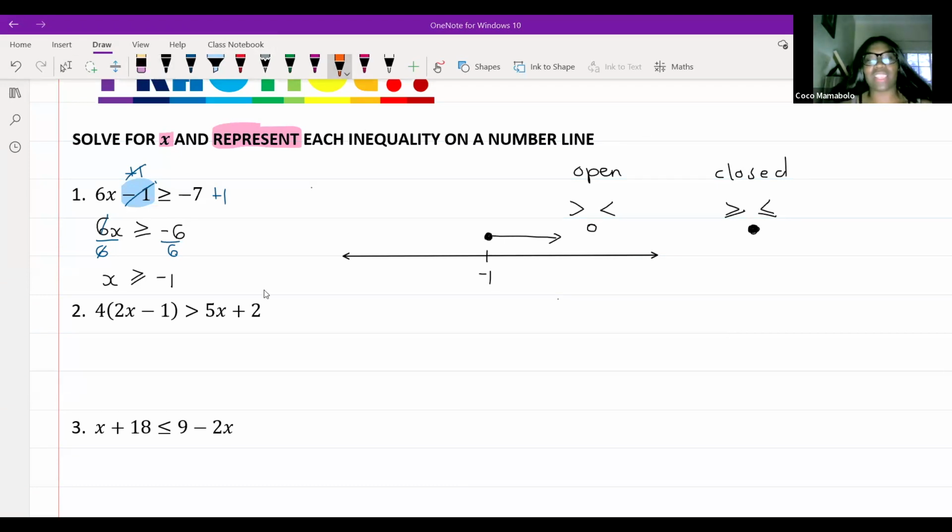All right, let's look at this next one. Now, I know that I can't have brackets in here, so I must distribute. I'm going to get 8x minus 4 is greater than 5x plus 2. I know that anything with an x must go one side, anything without an x, other side. So I'm going to minus 5x on this side and minus 5x on the other.